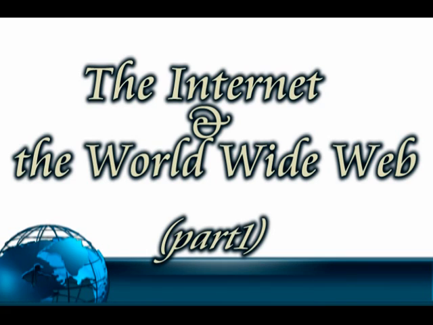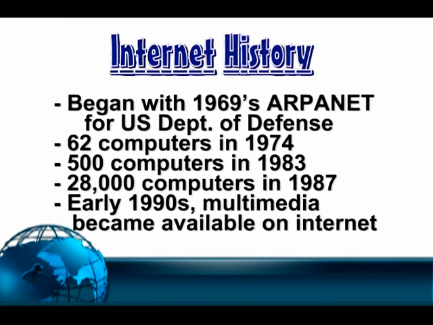The Internet and the World Wide Web. Internet history. It began with 1969's ARPANET for the United States Department of Defense. There were 62 computers in 1974, 500 computers in 1983, and 28,000 computers in 1987. And during the early 1990s, multimedia became available on the Internet.